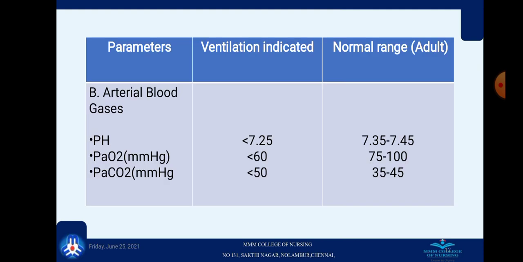Other parameters are arterial blood gases. pH: ventilation indicated less than 7.25, normal range is 7.35 to 7.45. PaO2 less than 60, ventilation indicated, normal range is 75 to 100. Partial pressure of carbon dioxide greater than 50, normal range is 35 to 45.